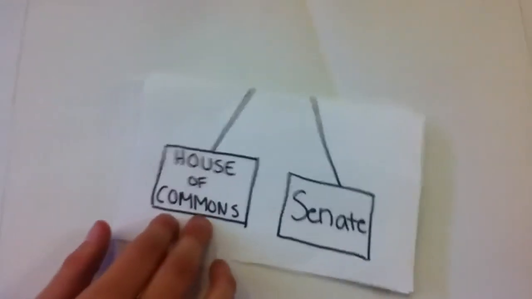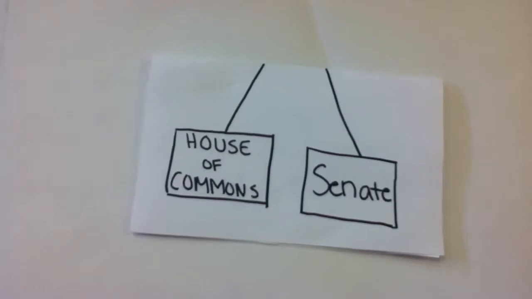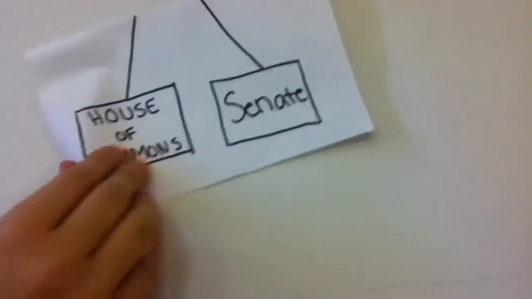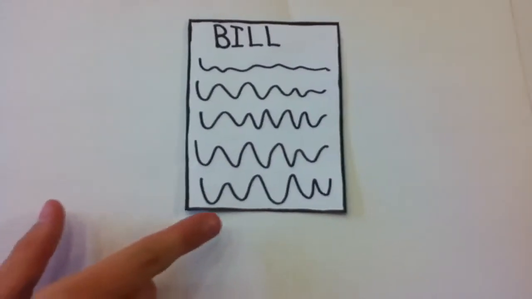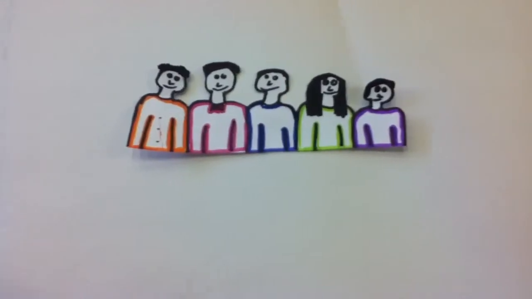Now let's take a look at the steps of creating laws and legislation. For a bill to become a law, it must go through the Senate and the House of Commons. They both have a similar process. There are 6 steps that occur in the House of Commons. Step 1, introduction and first reading. The bill is introduced. Step 2, second reading. The bill is debated and the detail is studied by a certain committee.